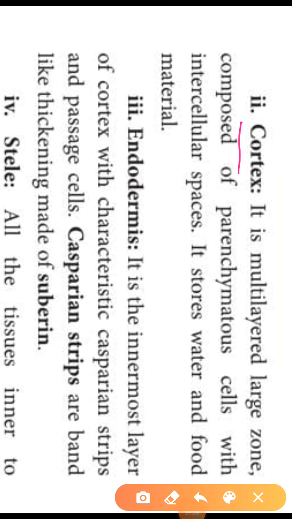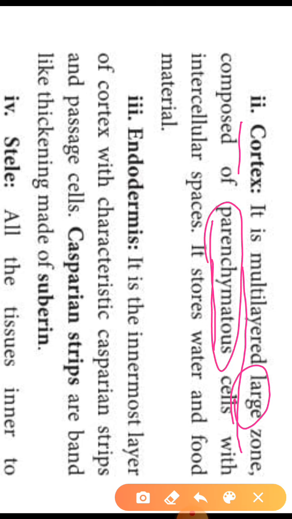Cortex, as usual, is a multi-layered large zone. It is formed by parenchyma cells, called parenchymatous cells, with intercellular spaces. It stores water and food materials.